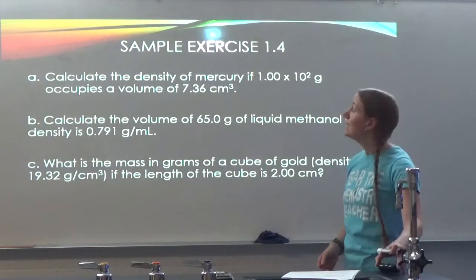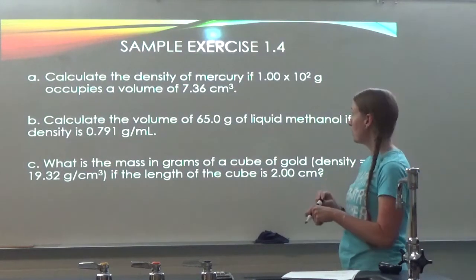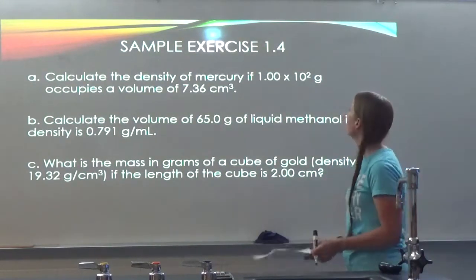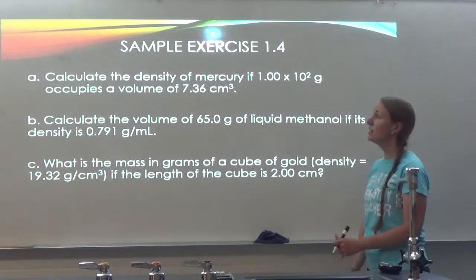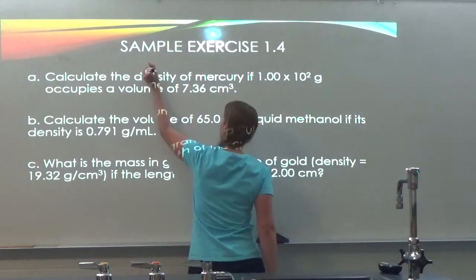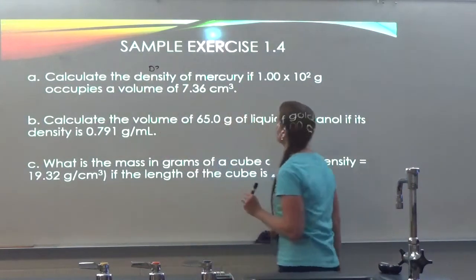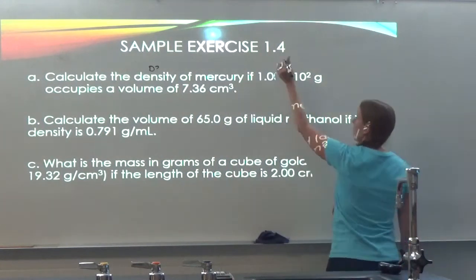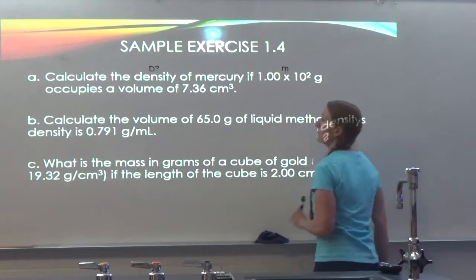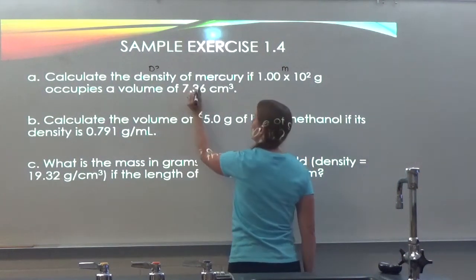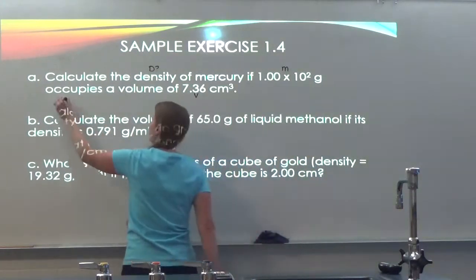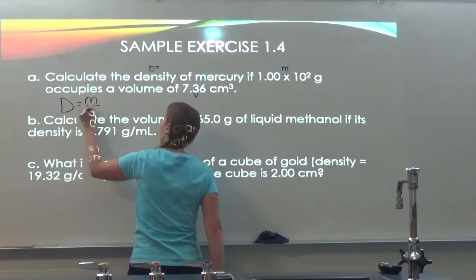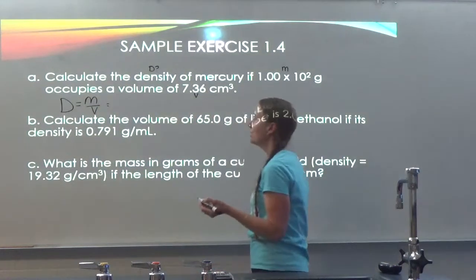So it says, calculate the density of mercury if 1 times 10 to the 2 grams occupies a volume of 7.36 centimeters cubed. Okay, so I'm looking for density. So my D is my question mark. I have this many grams, so there's my mass. And it occupies this volume, so there's my volume. So since I'm solving for density, we know density equals mass over volume. I don't even need to rearrange the formula. I can just plug in.